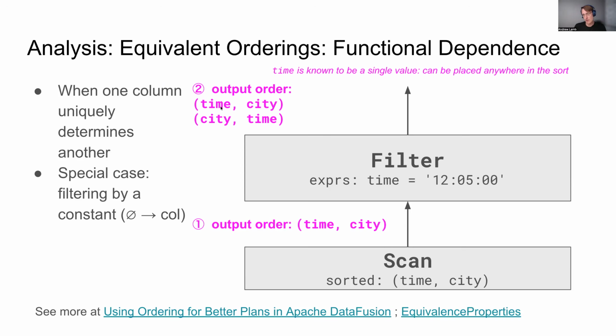It'll either match a query that needs ordered by time, city, or in fact, if the data wants ordered by city, or city, time, or just a prefix of them. So hopefully that makes sense, because time has only a single value, you can move it around arbitrarily in the sort order. And again, since equality predicates are quite common in SQL, this does happen more than you might imagine.